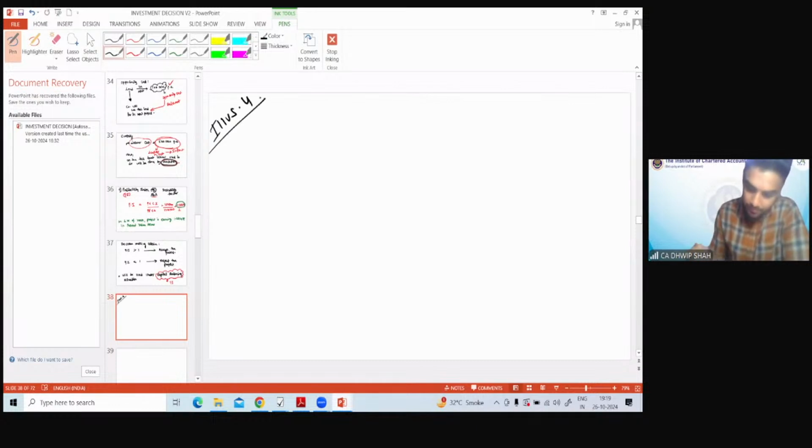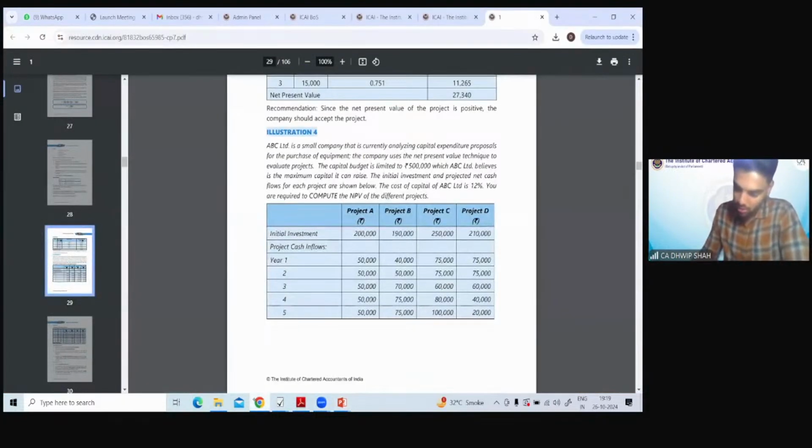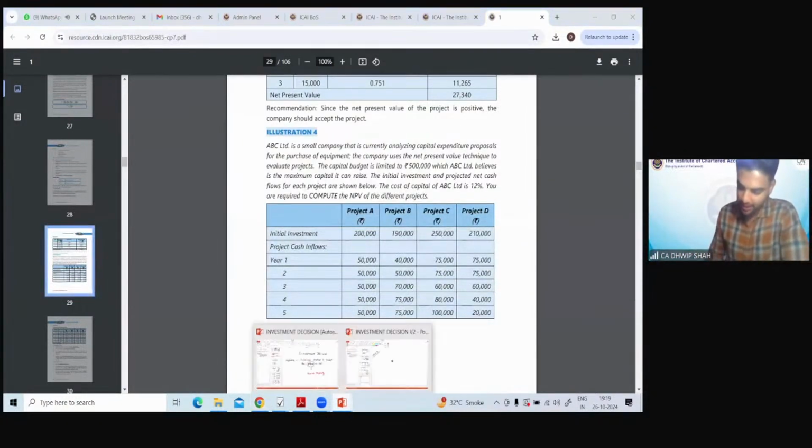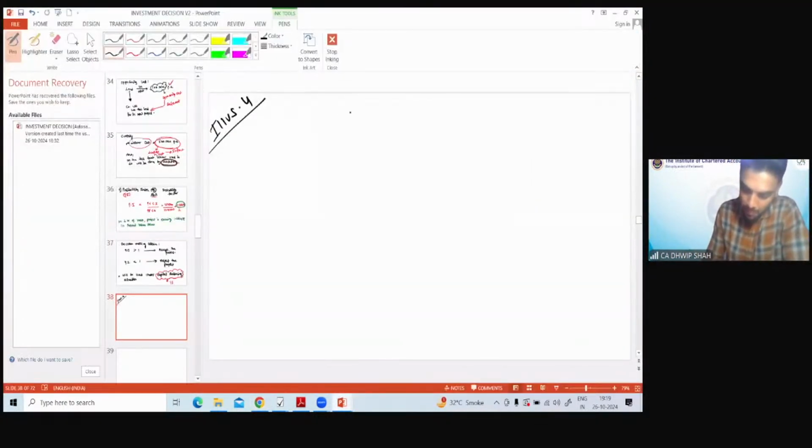Illustration 4. We need to calculate NPV for all the projects. So I will help you to calculate NPV for project A and B, and I would want you all to try for project C and D. ठीक है, पहले हम A और B का करते हैं. So here, this is for project A, this is for project B, and likewise for project C and D.